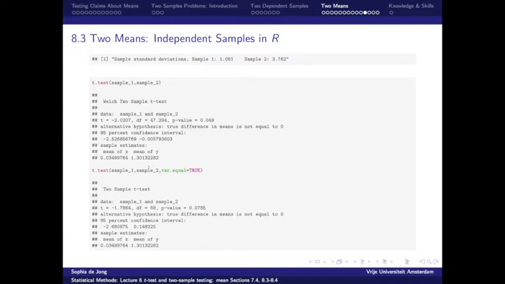If you want to perform the t-test under the assumption that the two population standard deviations are equal, then you have to add this to your command, that var.equal is true. That will change your test statistic. Now the observed value is equal to this. The test statistic has a t-distribution with 68 degrees of freedom, and our p-value is equal to 0.0785. So now we would not reject if our significance level was 5%.